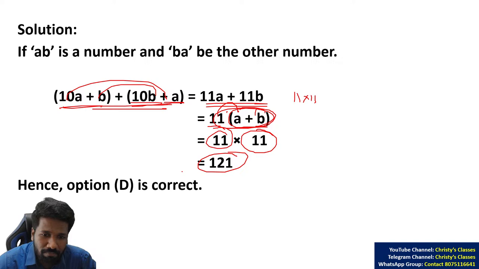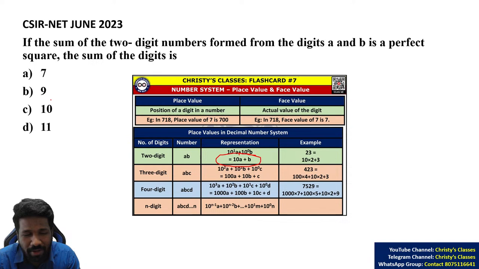Because 11 is already there, for a perfect square you need one more 11, because a perfect square is a number multiplied by the same number itself. One number is 11, so the other number is also 11. So a plus b is 11. That a plus b is asked, a and b's values separately are not asked. The value of a plus b is asked. That is option D.